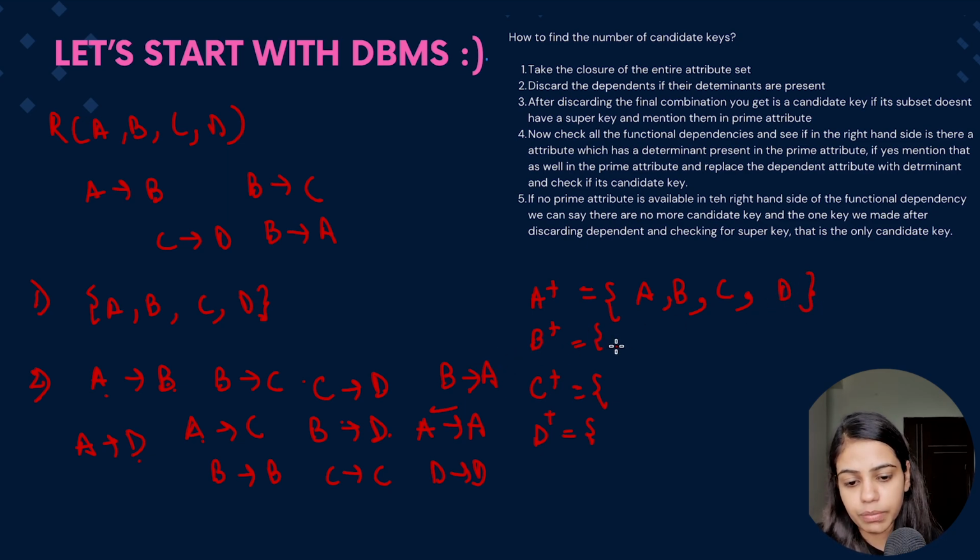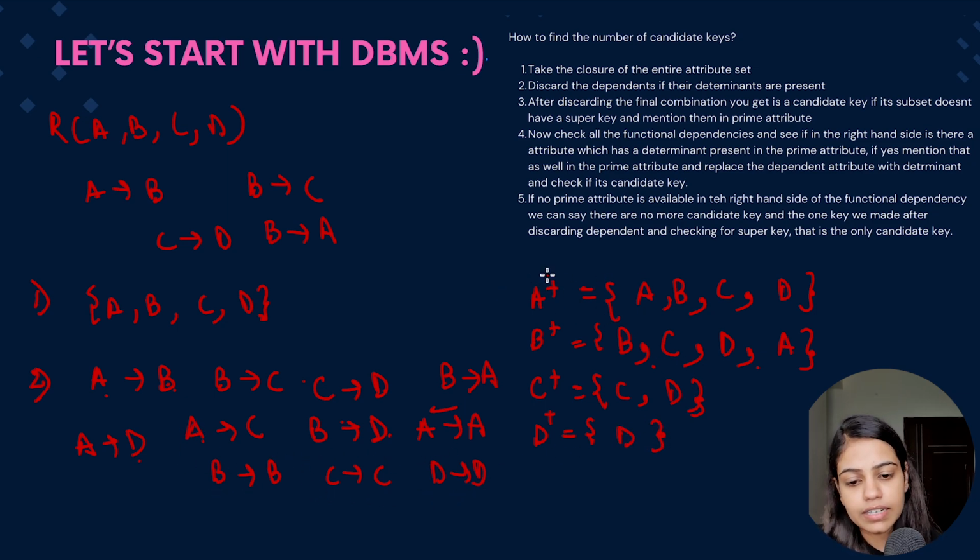Now let's calculate for B. B closure would have B. Now B determines C, so let's write C, and C determines D, so B determines D, so we'll write D, and B also determines A, so we can write A. So the B closure will have B, C, D, A. Now let's take the C closure. C determines itself, and C determines D, and then none of them. So C closure will have C and D. Let's find the D closure. D determines nothing, so D will determine only itself.